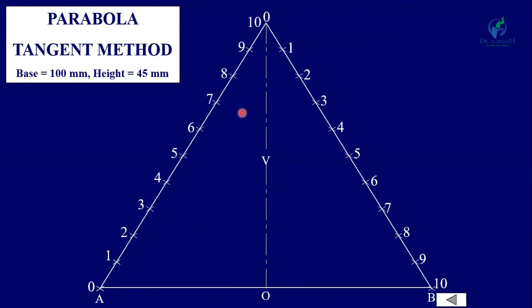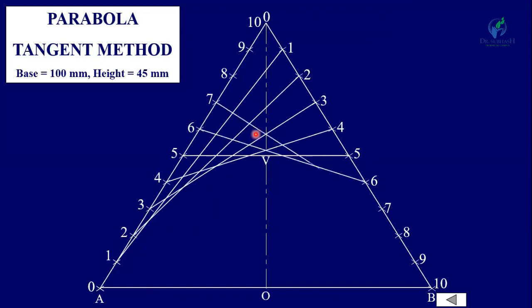So the next step is to join point 1 to 1 by a straight line. Similarly, join point 2 with 2 by a straight line, and all the points: 3 with 3, 4 with 4, 5 with 5, 6 with 6, 7 with 7, 8 with 8, 9 with 9, and 10 with 10. Okay. So you will get a shape which is equivalent to the parabola.